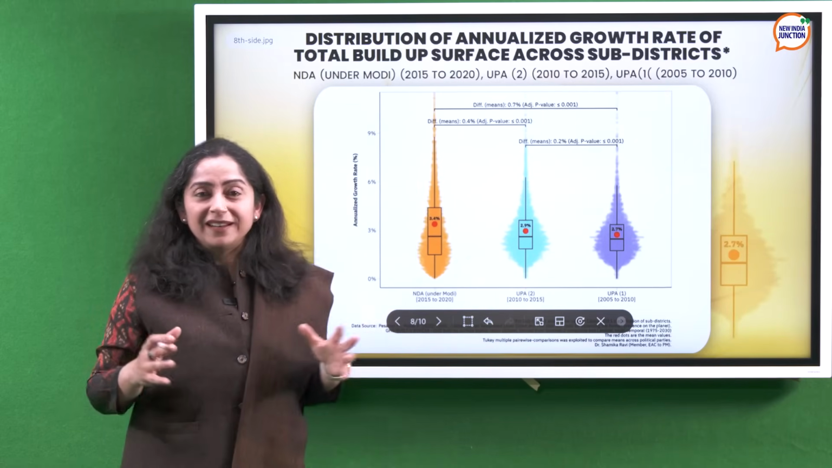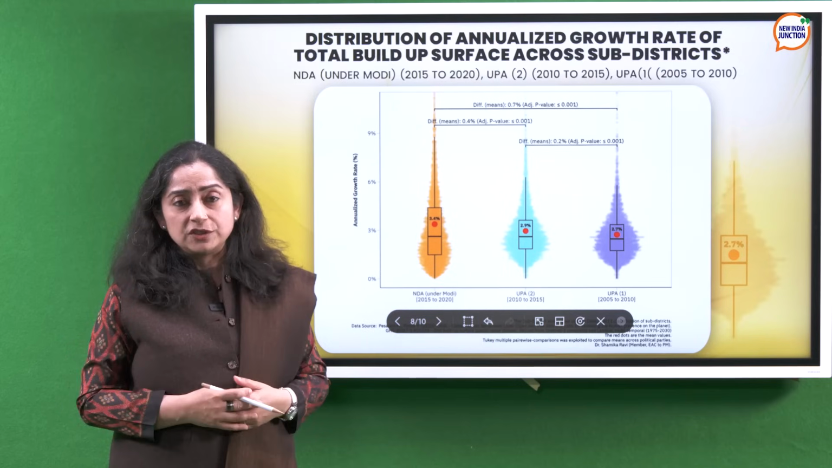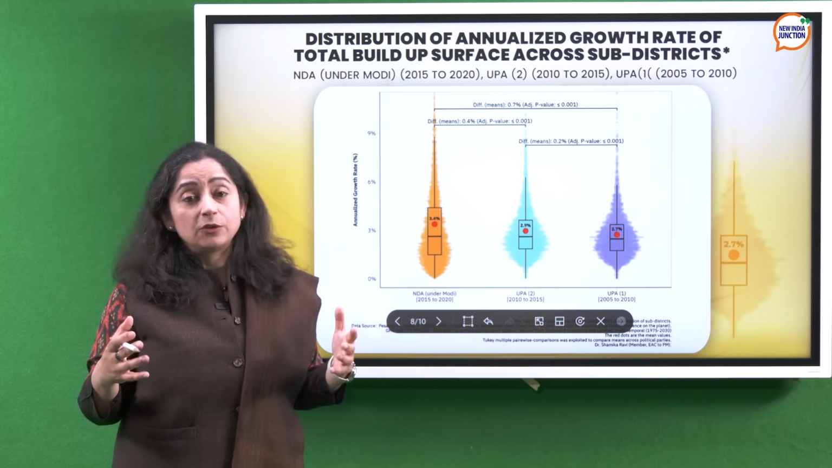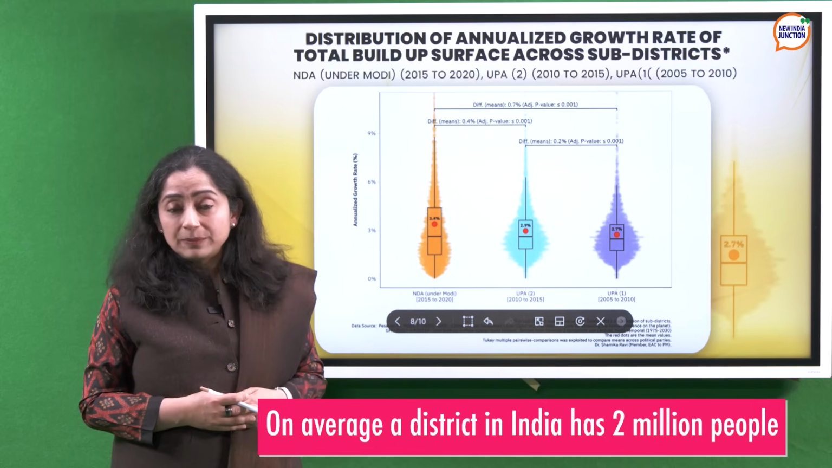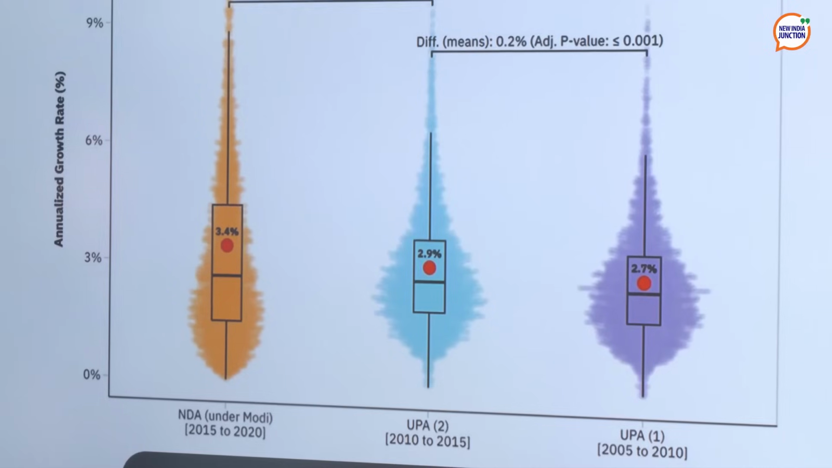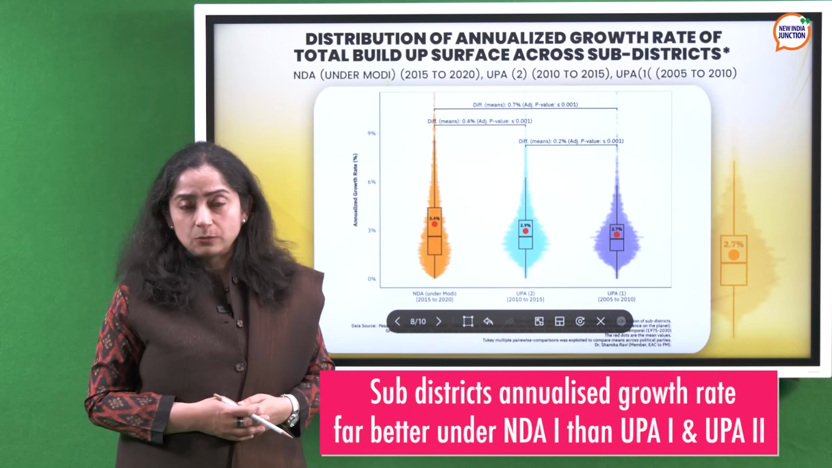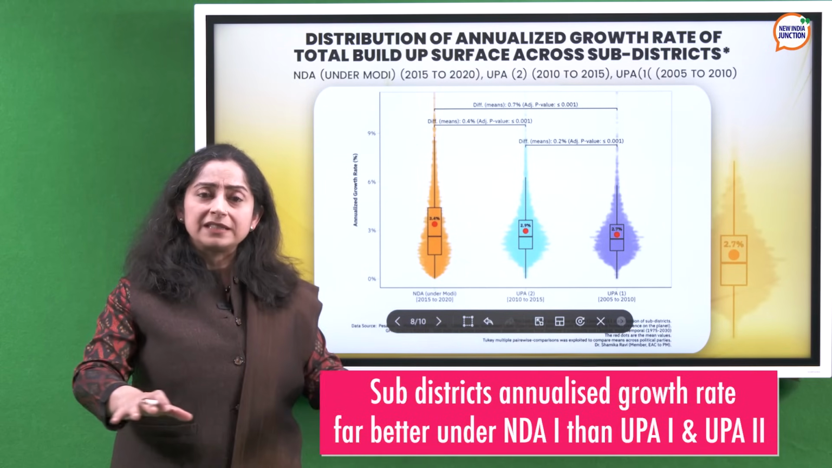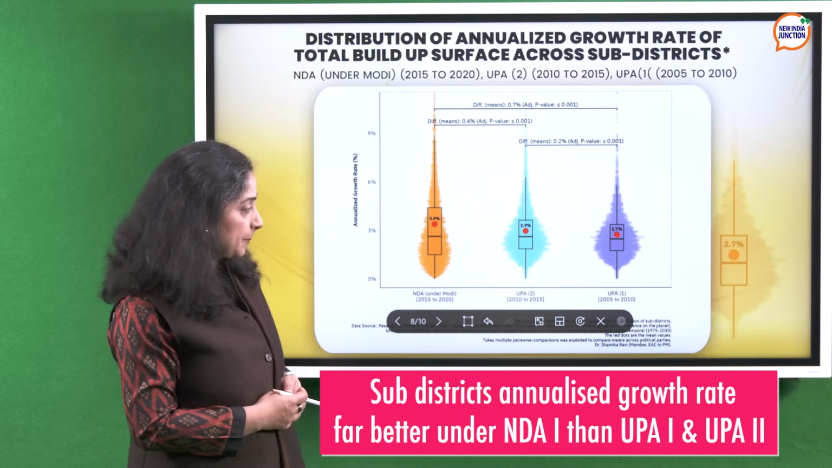Now, India is a very large country, and we have to move not just beyond national level averages to even district level. Remember, on an average, a district in India has 2 million people. So that is a very large district. It's a very large entity. We want to go further granular, and we therefore begin to look at the sub-districts within the country, because we are really interested in seeing on the ground what is the distribution of economic growth in the country.